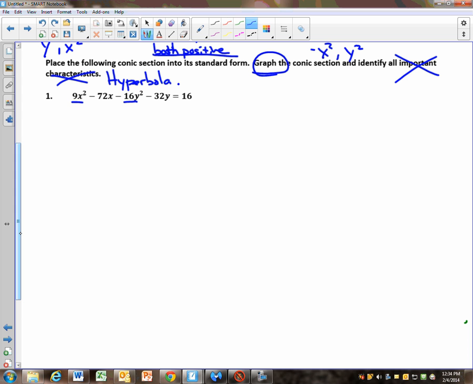I'm going to factor out a 9. 9 times x squared minus 8x. Close my parenthesis. And then what can you factor out of negative 16y squared and negative 32y? A negative 16. You get y squared plus 2y, careful about that, equals 16. Everybody understand my first step? What number do you add to complete the square? 16. You take 8, divide it by 2 to get 4, square it to get 16.